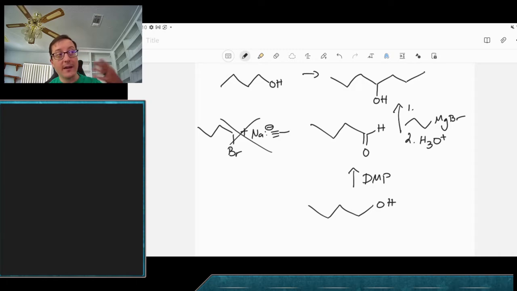And so, again, you have 2 choices when you're adding carbons. You can either use a Grignard or you can use an acetylide. Grignards are better when alcohols are involved in your product or in your starting material, because we know how to oxidize alcohols to carbonyls, and we know carbonyls are reactive with Grignard reagents.